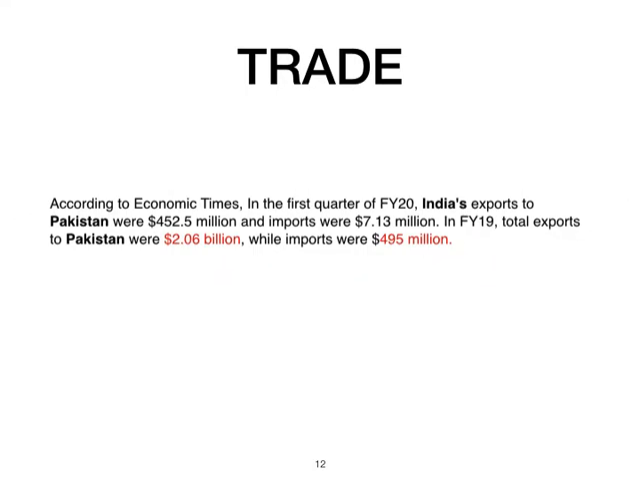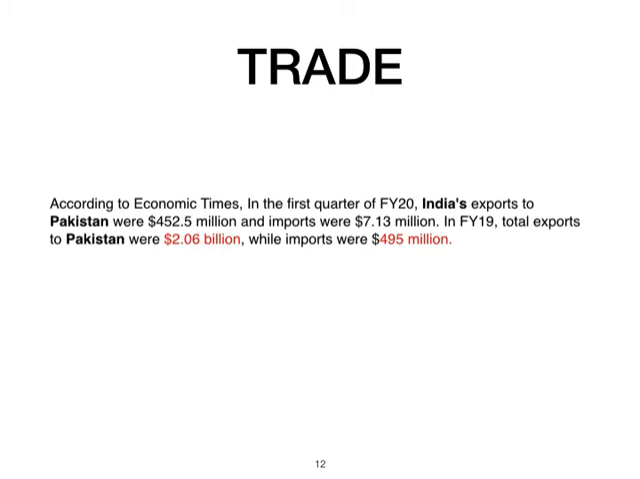According to the Economic Times of India, in the first quarter of financial year 20, Indian exports to Pakistan were 452 million, and imports were just around 7 million. And you can see that in financial year 19, obviously there was much more trade. The total exports to Pakistan were 2.6 billion, and the imports were 495 million. That shows the volume of trade that we've had, because obviously there's a lot of trade going on between India and Pakistan, and the Wagah border is one of the major borders where the trade openly takes place.